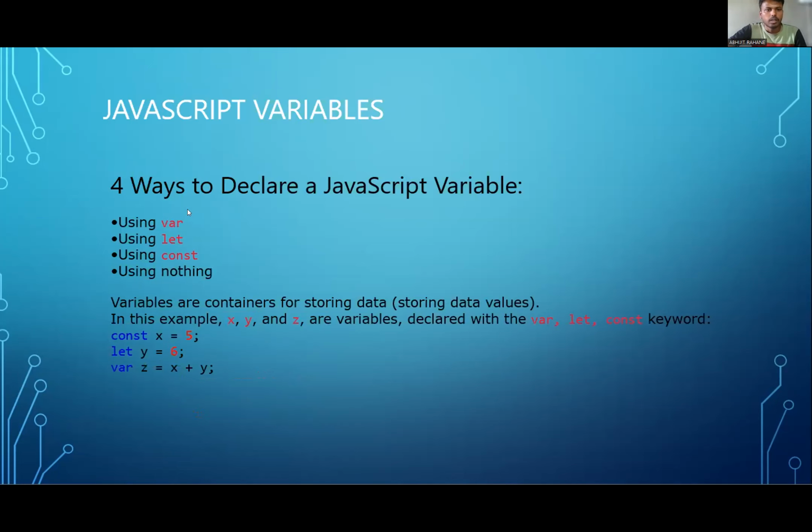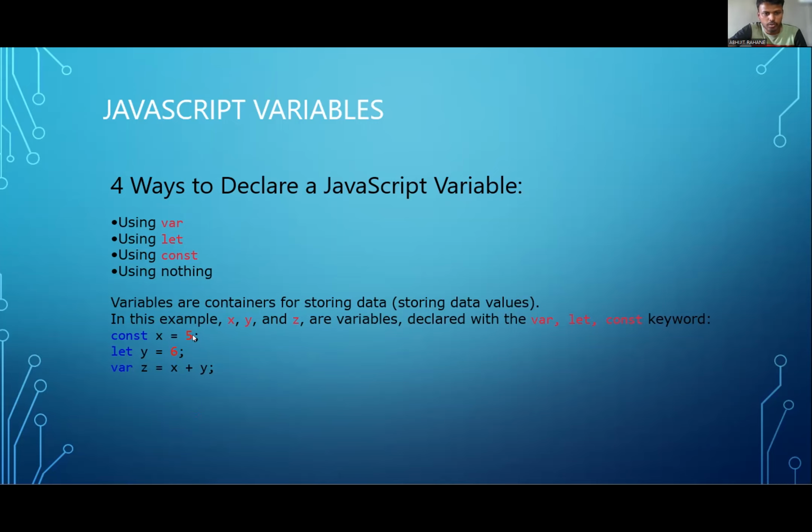JavaScript variables. In JavaScript, there are 4 ways to declare a variable. The first one is var, then let, and const. These are the 3 types of variable. Variables are containers for storing data. We can store the data using these 3 keywords. In this, simply x, y, z, we have to define the constant equal to x. We cannot change the value of a constant.